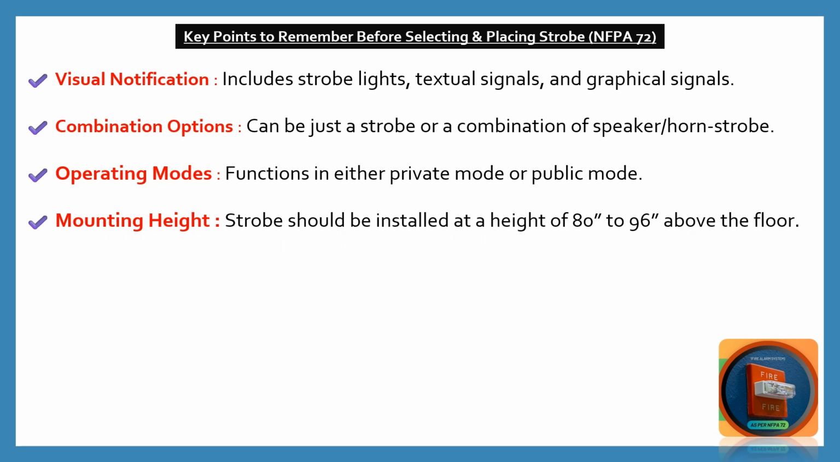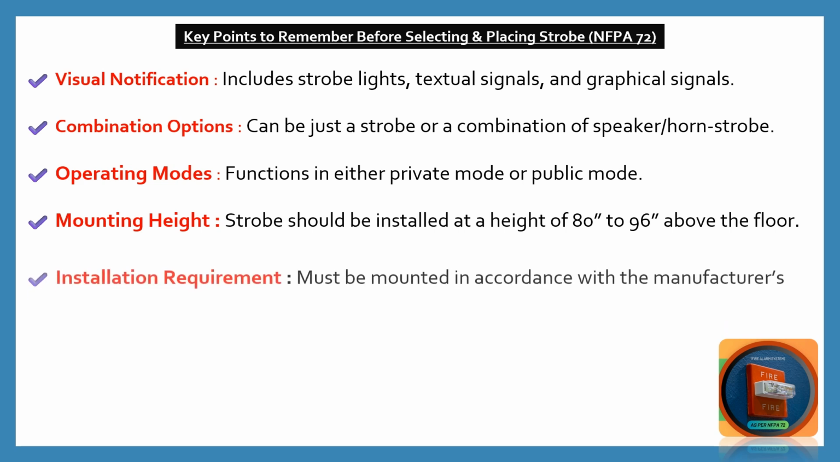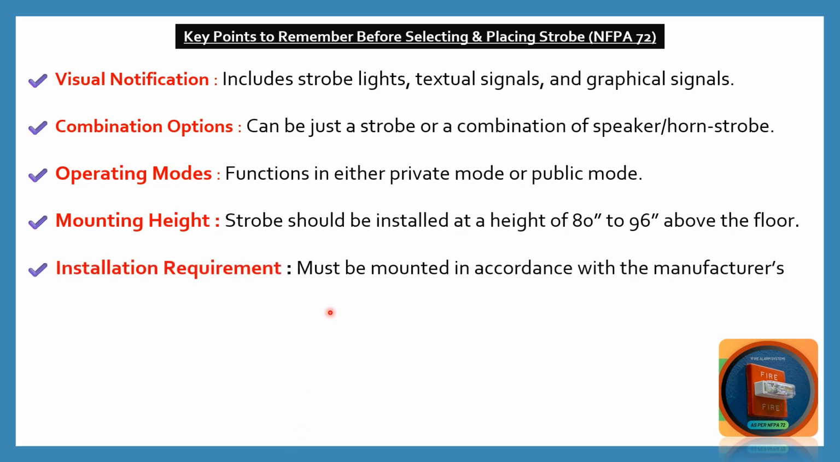Strobes should be installed at a height of 80 inch to 96 inch above the floor. This is an interview question. Strobes must be mounted in accordance with the manufacturer's recommendation or manufacturer's instructions.